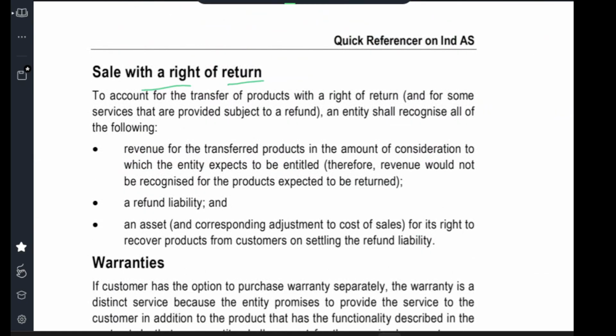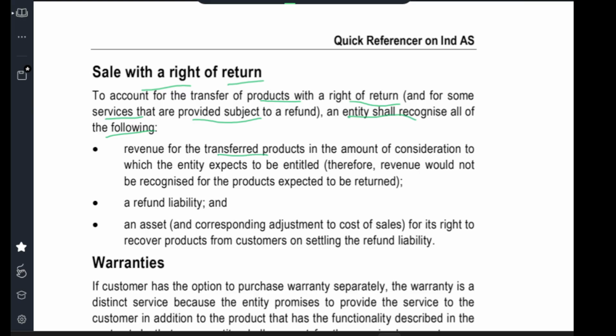Sale with a right of return. Accounting for transfer of products with a right of return, and services that are provided subject to refund, the entity shall recognize all the following. Sometimes a company has a contract and has completed 20%. Now they think, instead of completing the contract, we can sell this transferable contract to someone. The obligation is transferred to some person who says, I will complete it. So for the 20% I completed, I am receiving the consideration, plus extra royalties or some kind of profit. This is a sale of right, so I should recognize profit.